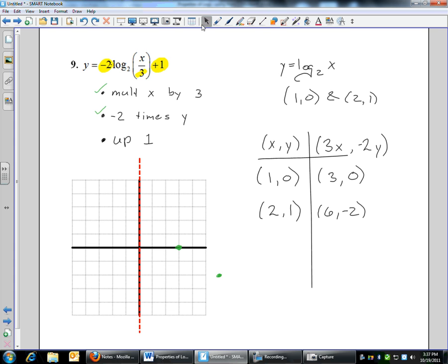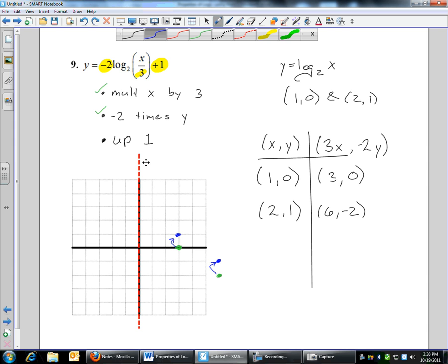Then the last thing I have to do is take each of these points, and I'm going to shift them up 1 unit. So I'm going to take this one, shift up 1 unit. This one's going to shift up 1 unit. Now, if I take my vertical asymptote and I shift it up 1 unit, it doesn't go anywhere. So vertical shift does not affect the asymptote.